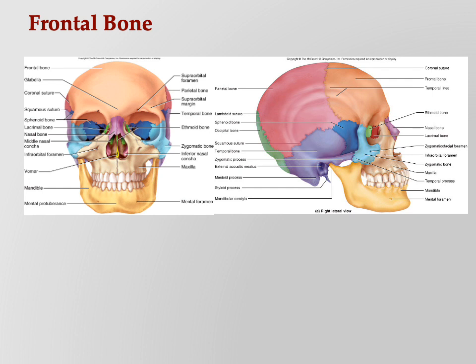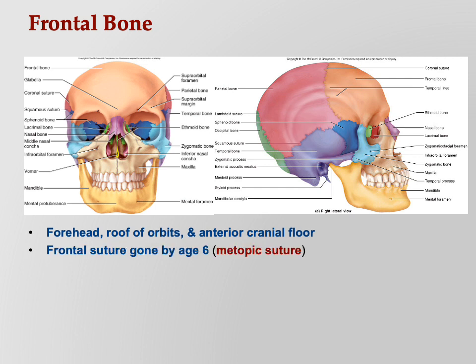So the frontal bone is on the front. Forehead, the roof of the orbits, and the anterior cranial floor is what is formed by the frontal bone. Frontal suture is gone by the age of 6. It's called the metopic suture. So notice on the illustration they don't show a suture going down the middle of the frontal bone. There is one, but by age 6 it's completely disappeared.